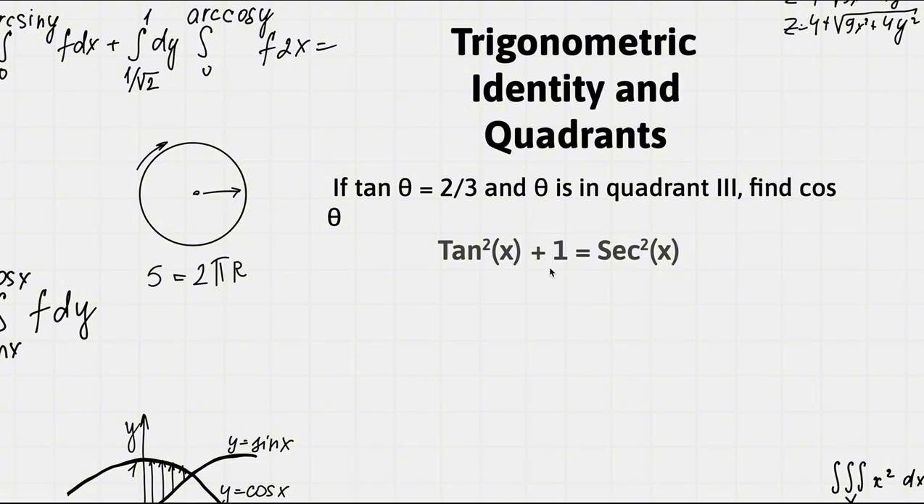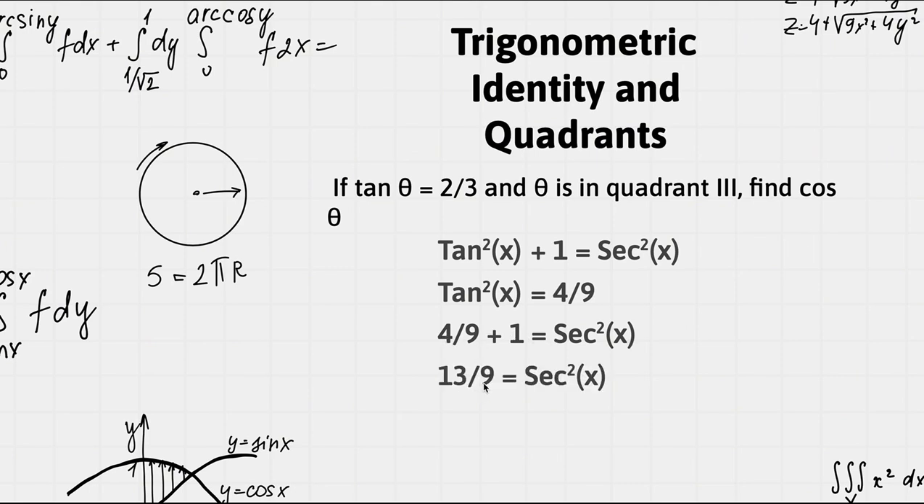So if we look at this and we square it, because we need to get our tangent squared, we get 4 over 9. And when we plug that back into our equation, we get 4 over 9 plus 1 equals secant squared of x. We can combine 4 over 9 and 1 to get 13 over 9 equals secant squared. And from there, we need to find cosine.